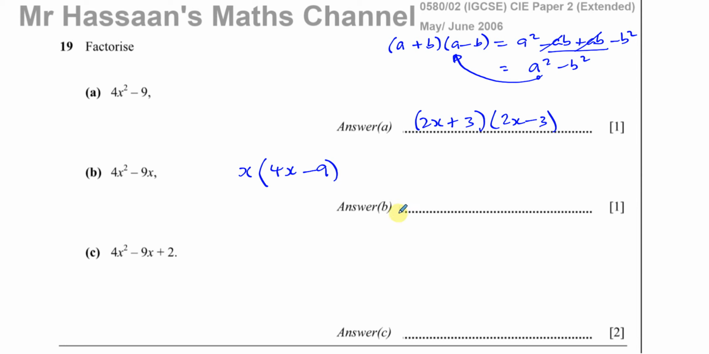So therefore, our answer is simply x times 4x, take away 9, and there's the answer for part B. So it's not a difference of squares, whereas this is. Okay, part C now. This is a type of question where there are different methods that many people use, and everyone has their own little method.